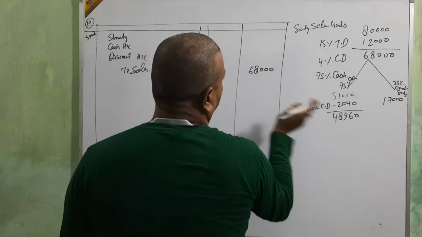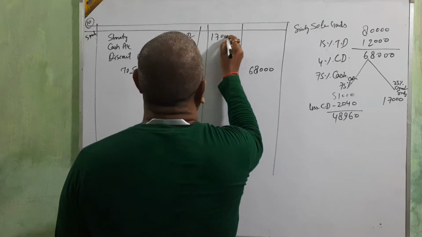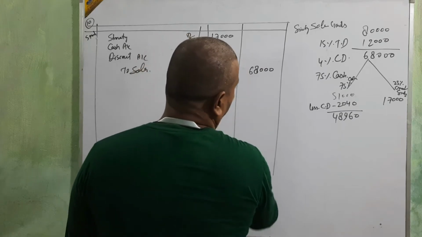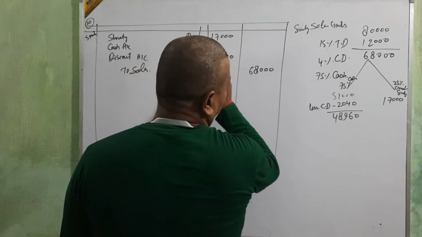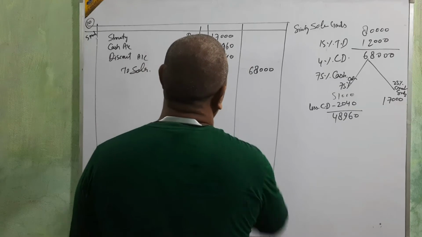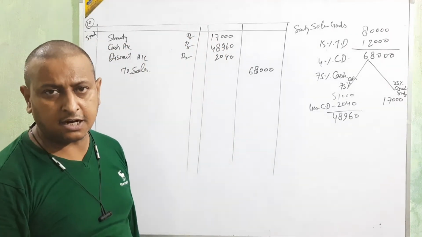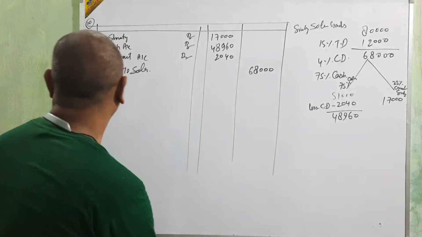68,000. In Shruti 17,000. Discount 2040 and cash 48,960. Okay beta? Clear? Clear or not? Clear na? Okay, go for the next.